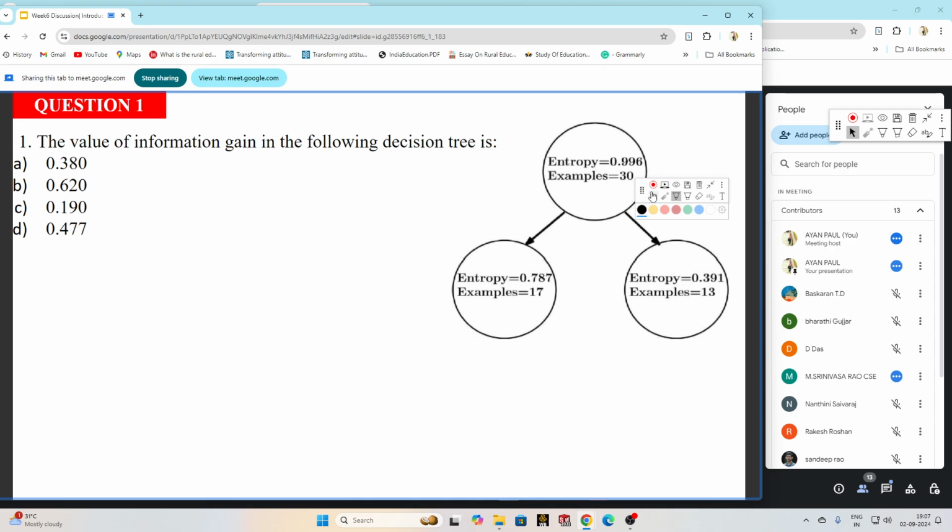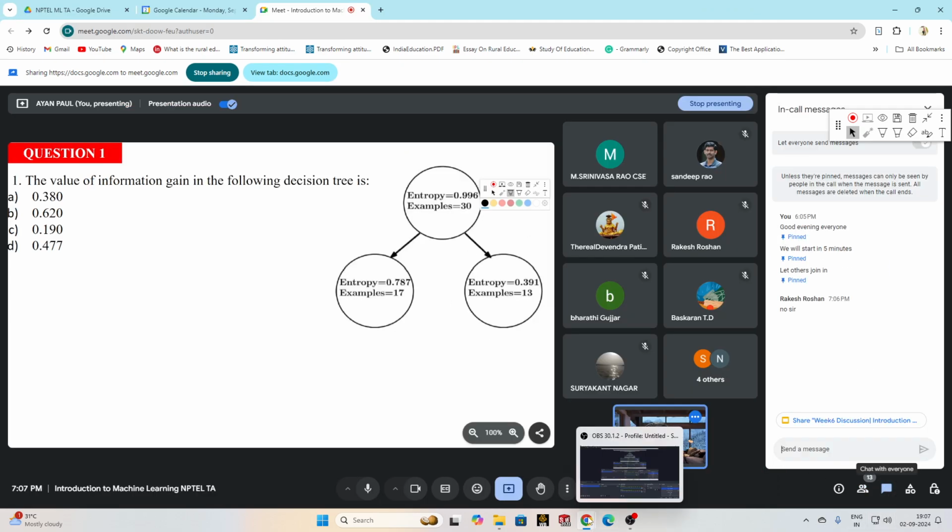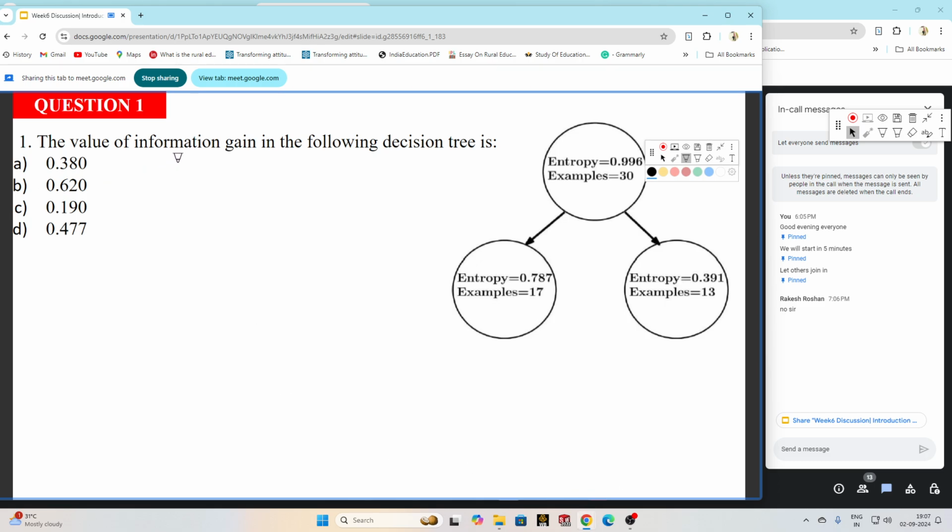Okay, so this is the first question. The value of information gain in the following decision tree is: option A is 0.380, option B 0.620, option C 0.190 and option D 0.477. This is your question.